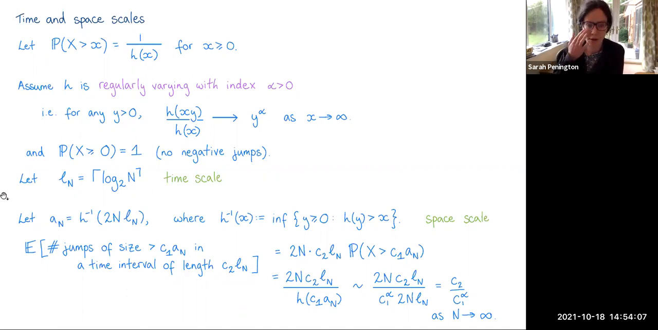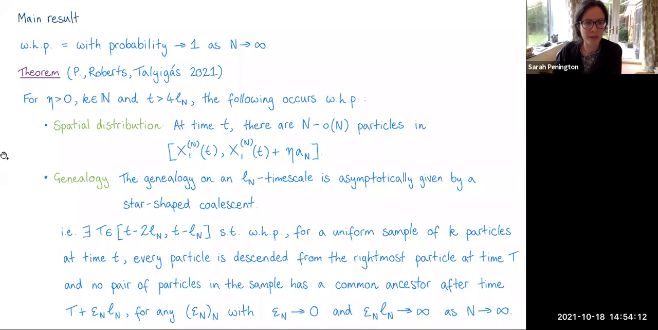So those are our conditions and a couple of definitions here. So now I want to give you our main result. It's a slightly wordy version of what is a rigorous result, to try and make it easier to digest. When I say here with high probability, what I mean by it is with probability converging to 1 as capital N goes to infinity. So what we show is, if you take a small positive eta and you take an integer k and you take a time t that is bigger than 4 times l_n, then the following happens with high probability.